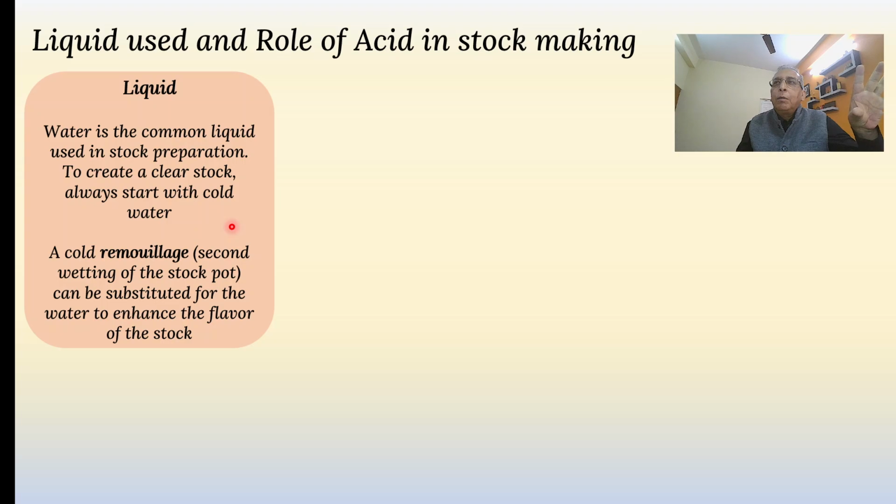So first, the used bone, which is already used for making a stock, use that bone, boil it in water, and that liquid, after boiling, extract it, strain it, and use it for making a stock. So instead of having simple water into the stock, we are using these second time boiling bones. The liquid comes out, that is used. That is known as a remouillage, or second wetting of the stock pot. Can be substituted for the water to enhance the flavor of the stock. So the remouillage concept is very noble, very important one for the chefs.